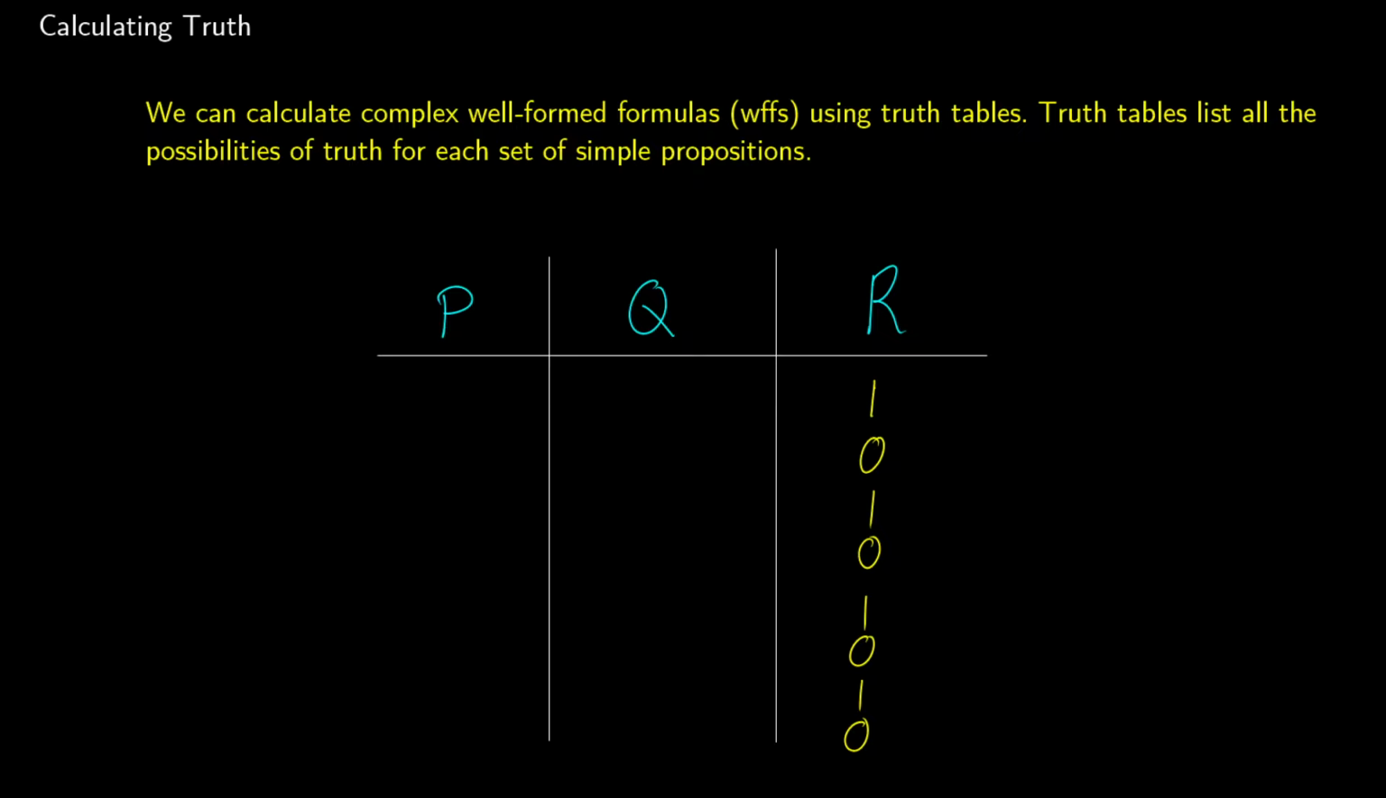Now with Q, we double up, so we go 1, 1, 0, 0, 1, 1, 0, 0. And then for P, we double up again, 1, 1, 1, 1, 0, 0, 0, 0. And now we should have all possible combinations of truth. If you don't quite understand why this works, you can watch that part again, or you can wait for a video on counting where we talk about power sets and maybe things will click there. But this just ensures that we have 8 different possible configurations to evaluate.